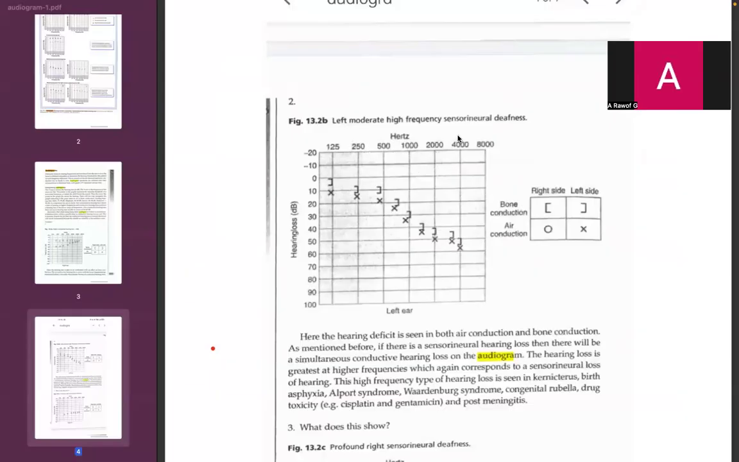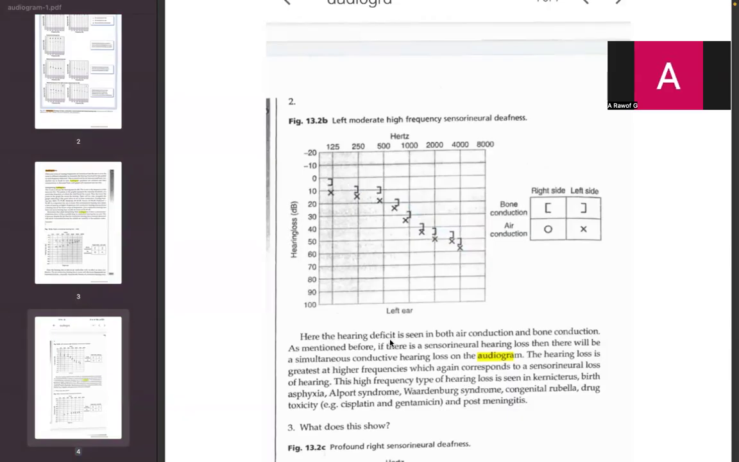Left moderate high frequency sensory neural loss. Here again you can see that in the left ear, at the lower frequencies, the bone conduction is almost normal. As the frequencies go higher, the bone conduction is becoming difficult, and so is the air conduction. So sensory neural loss is usually for the higher frequencies.